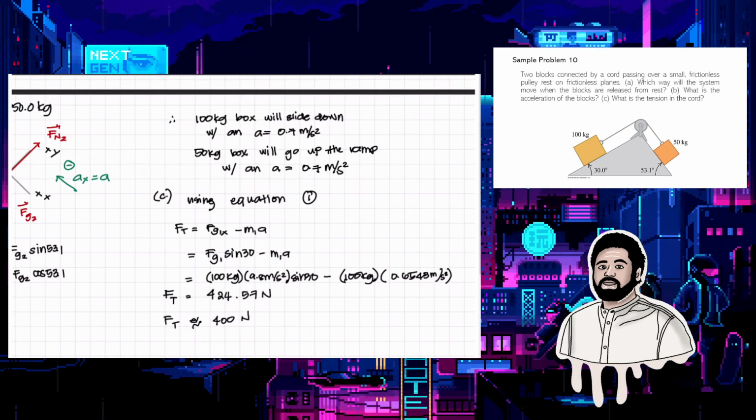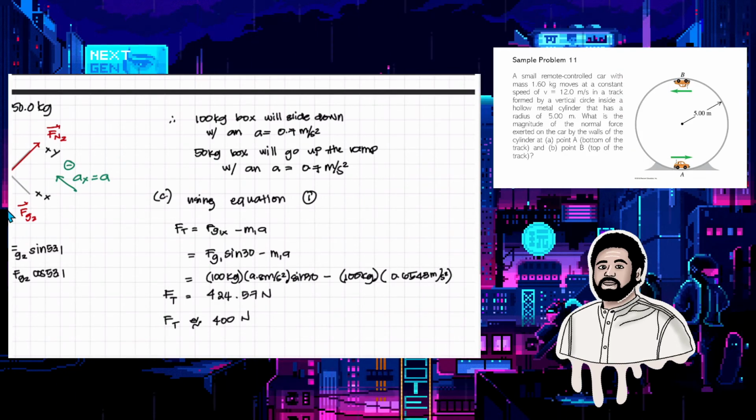So we now have the last example, example number 11. This is circular motion. A small remote controlled car with mass 1.60 kg moves at a constant speed v of 12 meters per second in a track formed by a vertical circle inside a hollow metal cylinder that has a radius of 5 meters. What is the magnitude of the normal force exerted on the car by the walls of the cylinder at A, point A, the bottom of the track, and B, point B, the top of the track?